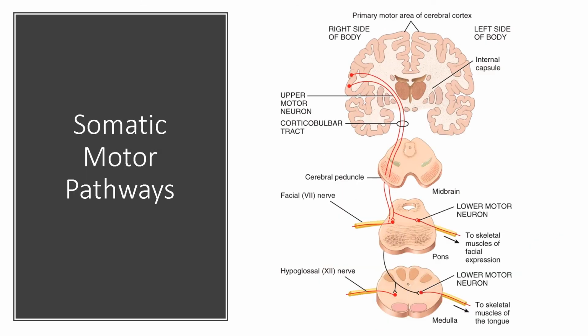And then our last direct motor pathway is the cortical bulbar pathway. So this pathway conducts impulses for the control of skeletal muscles of the head.